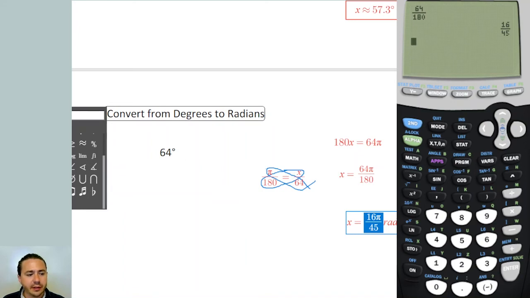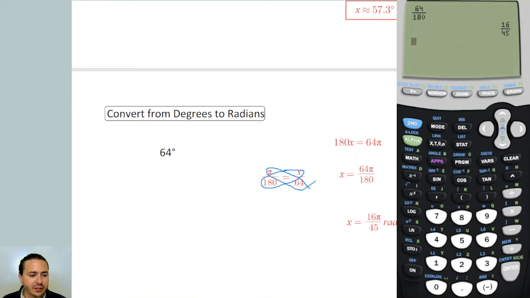64 degrees. I'm not asking you to sketch this quite yet, although we will get into sketches. But if you were to sketch this, 64 degrees is definitely closer to 90 than it is to 0. So we are in quadrant 1, but we should be somewhere over here, right here. So this would be either 64 degrees, or you could say it's 16 pi over 45 radians.